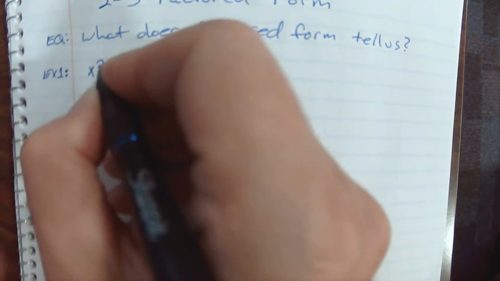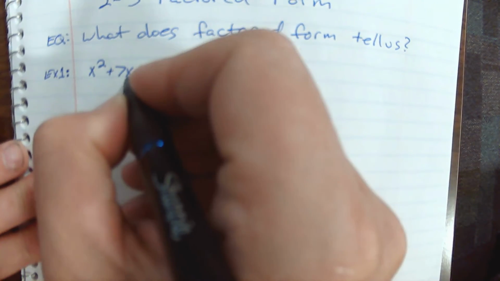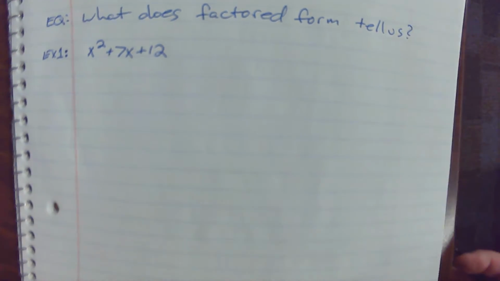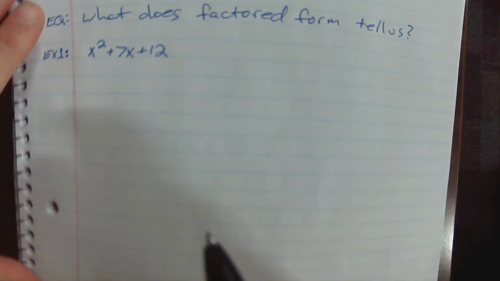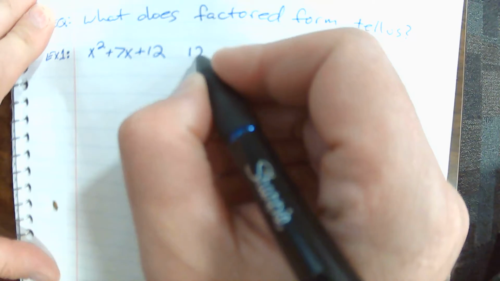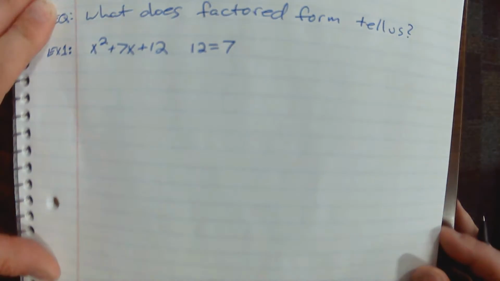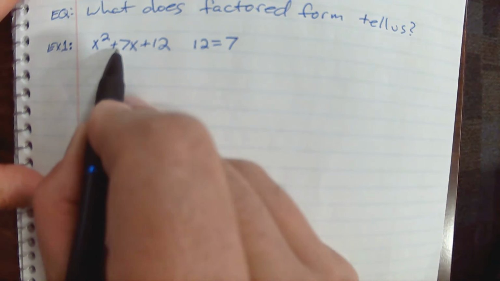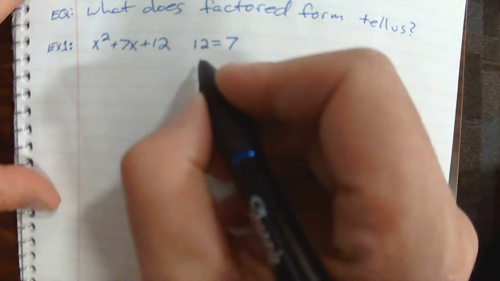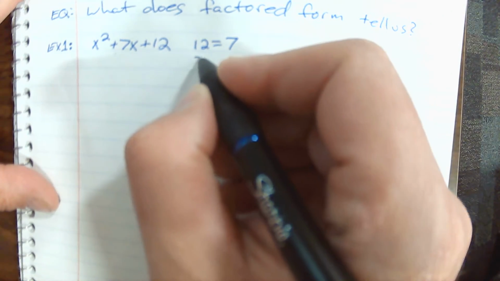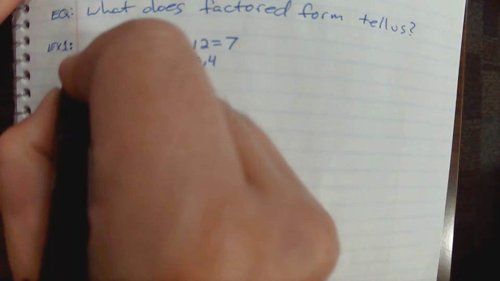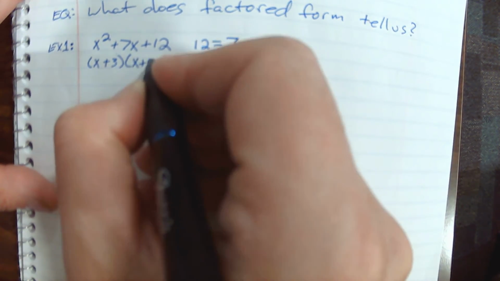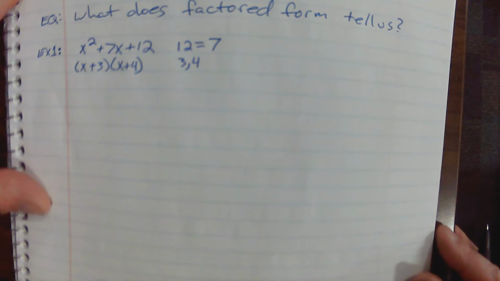If we had x squared plus 7x plus 12, could we factor that? Yes, we can. Remember, we need factors of 12 that equal 7. This right sign tells us our signs are positive. This tells us they are the same. This tells us they're both positive. So I need factors of 12 that equal 7. 4 and 3. 3 and 4 is perfect. So we can factor this into x plus 3 and x plus 4. There you go. You're done with that.